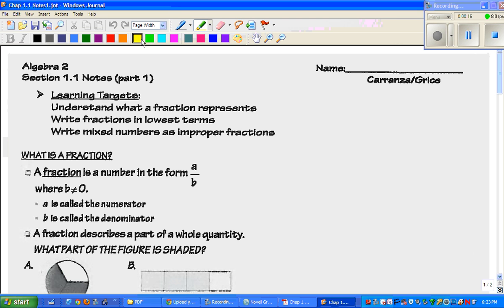Checking out our learning targets. First thing is we want to make sure you know what a fraction represents, how to write one in lowest terms, and how to write mixed numbers as improper fractions.